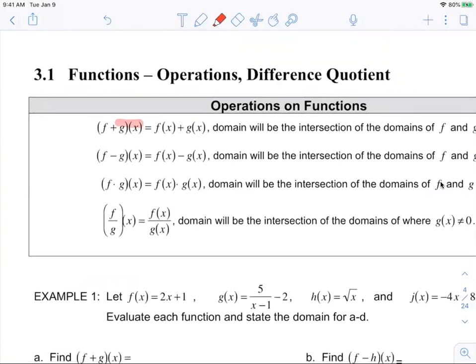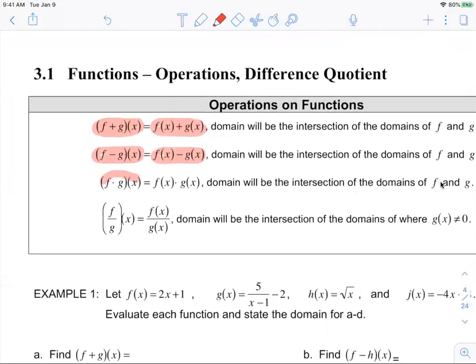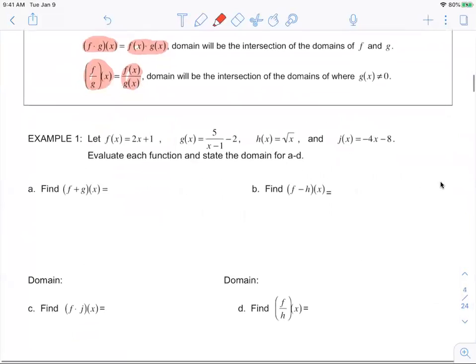So here, when you see this notation, f plus g of x, that just means you're going to add the f function plus the g function. If there's a subtraction, that means you're going to subtract the two functions, being very careful to distribute your negative sign. And this is multiplying your two functions. You're going to go ahead and multiply them. And this is going to be division. You're going to go ahead and divide your two functions. So it seems pretty straightforward.